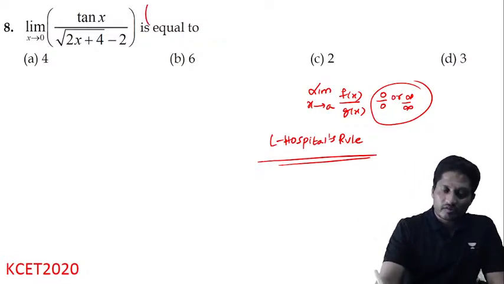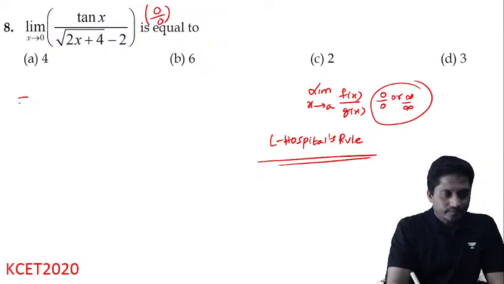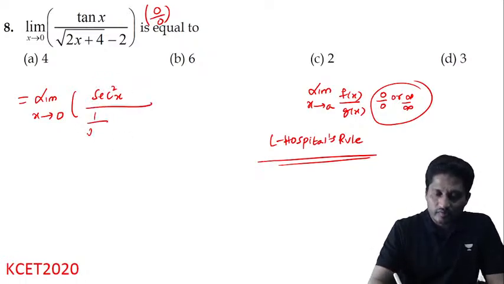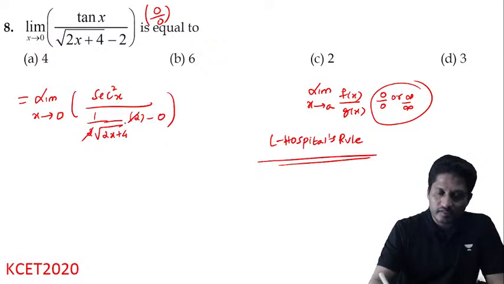Differentiate the numerator and denominator separately if it is 0 by 0 or infinity by infinity form. X is tending to 0, I'll get 0 by 0 form. So this is limit x tending to 0. Differentiation of tan x is sec square x. Root x is 1 by 2 root x, so 1 by 2 root of 2x plus 4. And then differentiation of 2x is 2, and differentiation of 2 is 0. This 2 and 2 cancel.